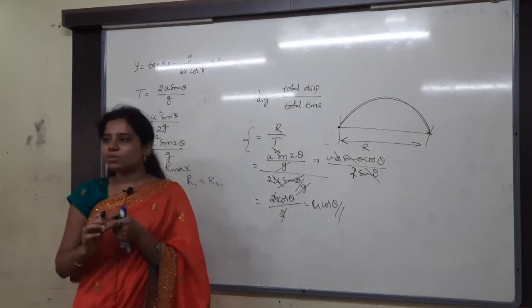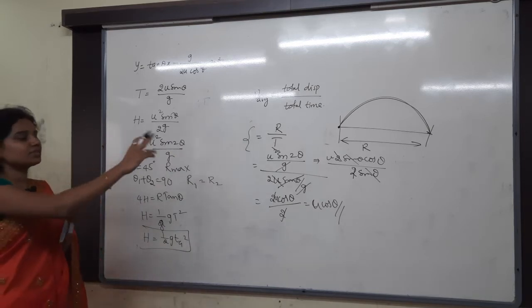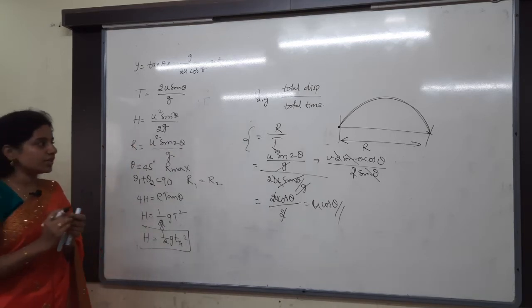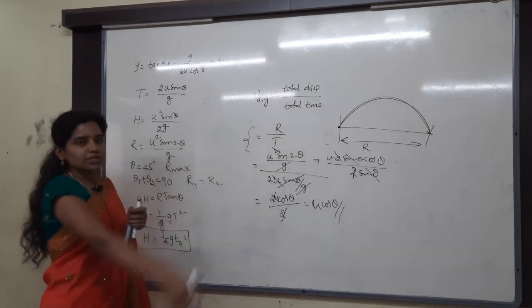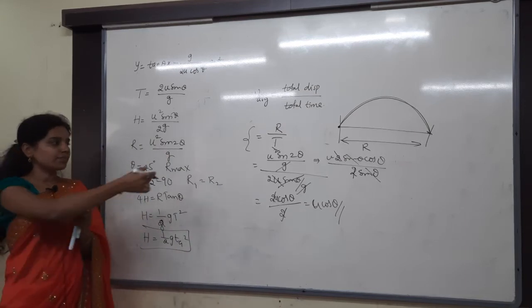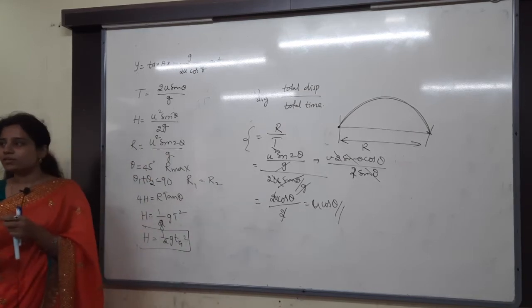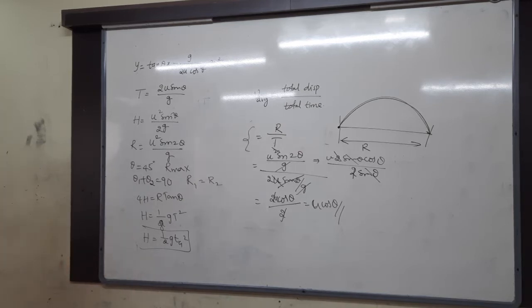Total displacement means along the y axis displacement is 0, along the x axis displacement is R. So here total displacement is R, and the total time taken in projectile motion is the time of flight only. So R by T is the formula. From that you will get u cos theta as the answer. Why u cos theta? Because in projectile motion the velocity that is constant is u cos theta. That is the average velocity there.